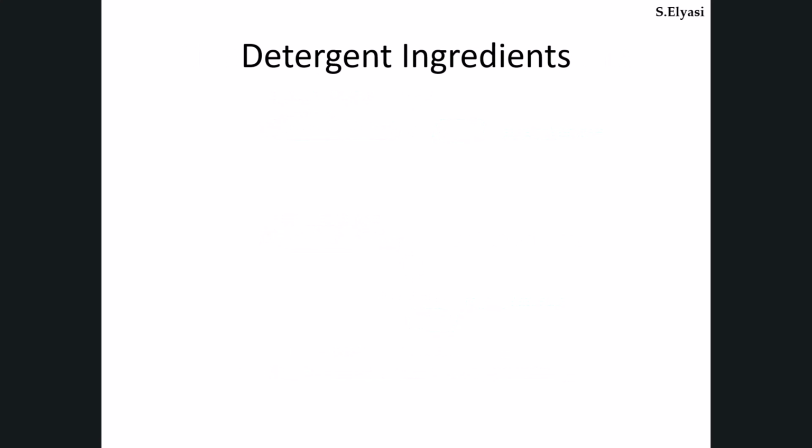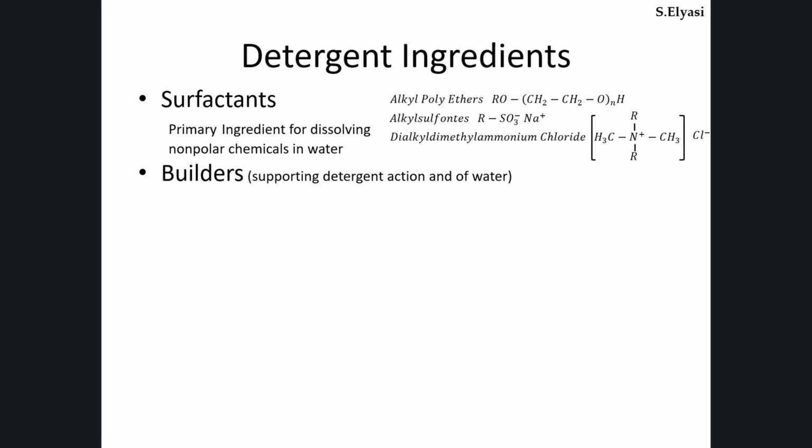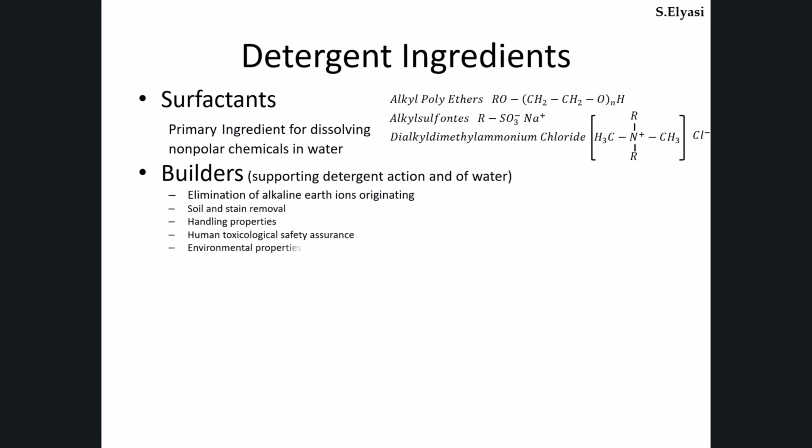The primary active ingredient in a detergent is the surfactant, which enables the dispersion of nonpolar oil into water. Examples include alkyl polyethers, alkyl sulfonates, and quaternary ammonium compounds. Detergents also contain builders, which support cleaning performance by binding or removing alkaline earth ions in hard water, helping remove soil and stains, improving handling and flowability of powder products, supporting safety and environmental goals, and reducing manufacturing cost. Examples include zeolites as ion exchange materials and EDTA as a chelating agent.